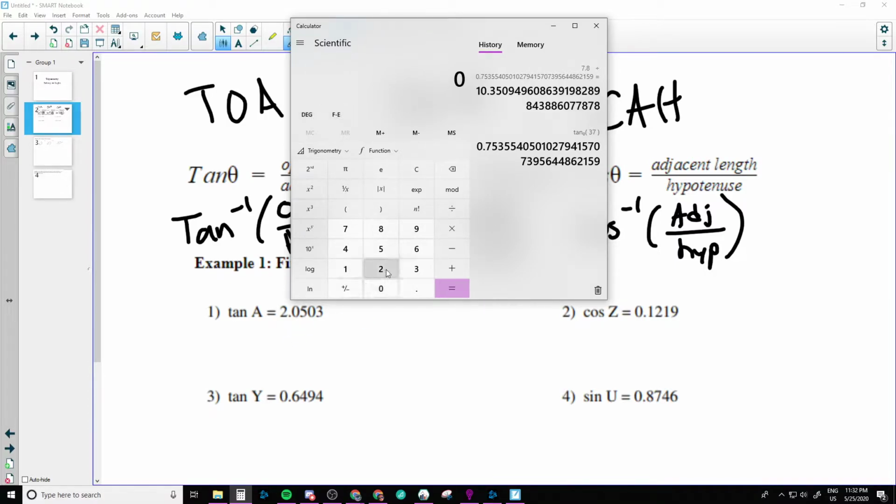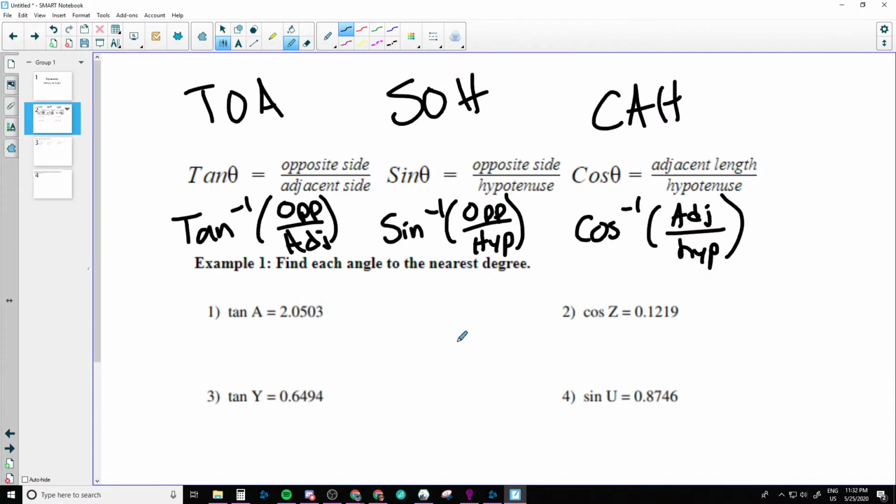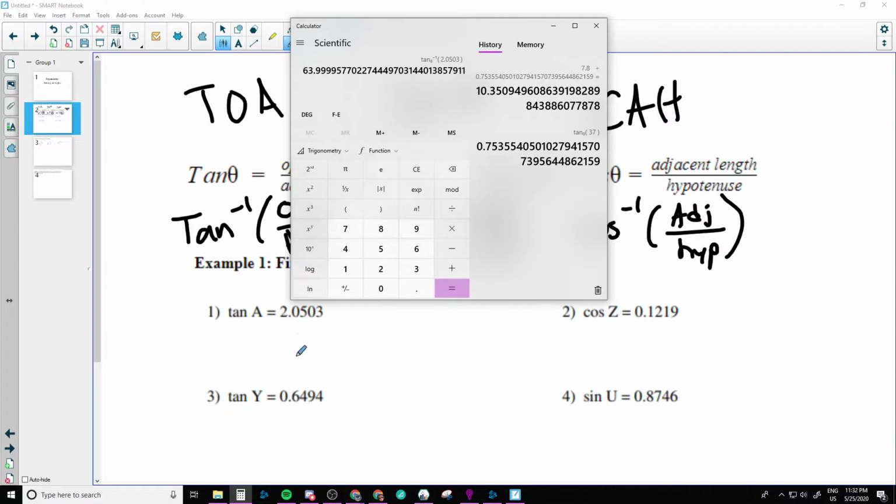So we've got 2.0503. We're going to go into trig, second function, tangent. That tells us that this angle, rounded to the nearest degree, is 64 degrees.